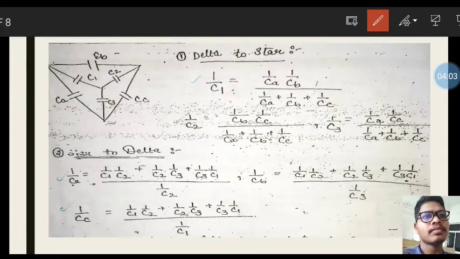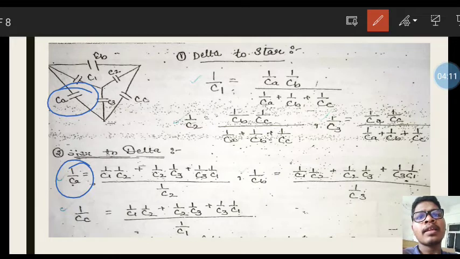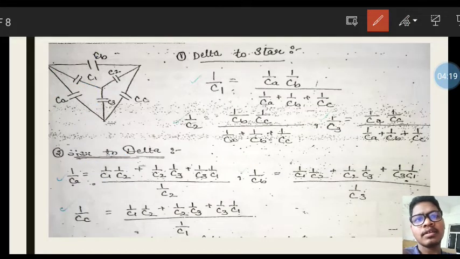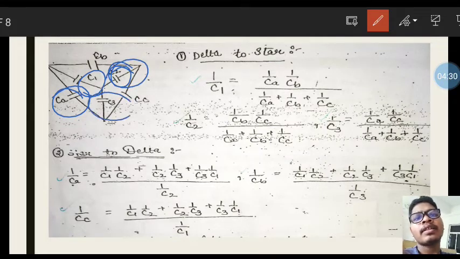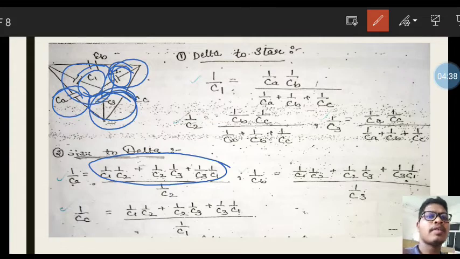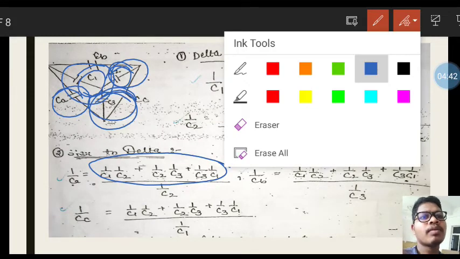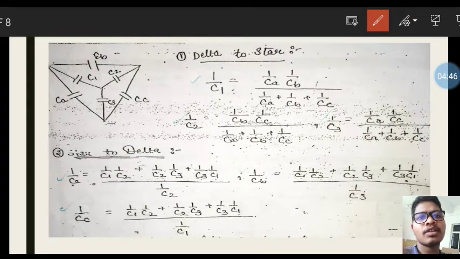So see here, for CA multiply all these capacitances, that means 1 by C1 into 1 by C2 plus 1 by C2 into 1 by C3 plus 1 by C3 into 1 by C1. This is the numerator side. For the denominator, what we have to do? The opposite arm impedance. What is the opposite arm impedance across this? This is C2, so here 1 by C2. Like that you have to find the 1 by CB and also 1 by CC.